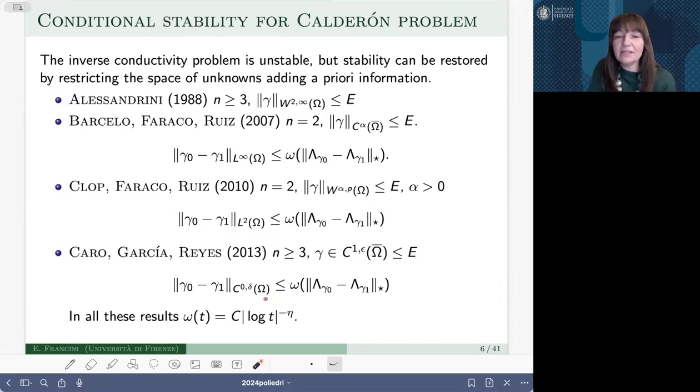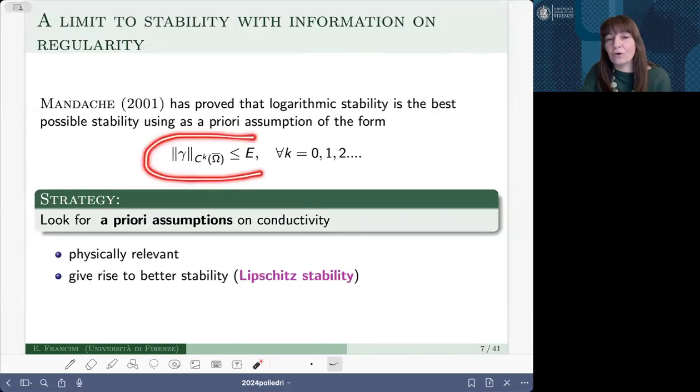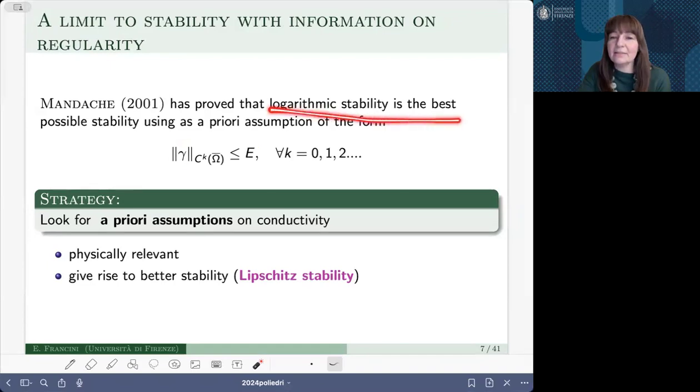And as a matter of fact, these are the best results that one can get by using some a priori assumption that is only an assumption on a bound on some norm of the unknown function. This was proven by Mandache in 2001, and logarithmic stability is the best possible stability that you can get if you use this kind of a priori assumption. So the idea of this project is to look for a priori assumptions which are physically relevant and give rise to a better stability estimate, for example, Lipschitz stability estimates.